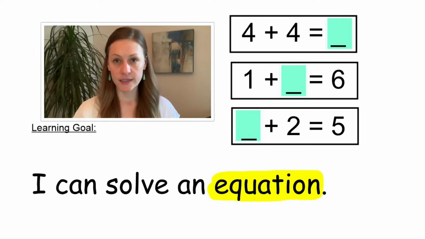Today's learning goal is I can solve an equation. Hi grade ones. Today I want to talk about what some particular words mean.